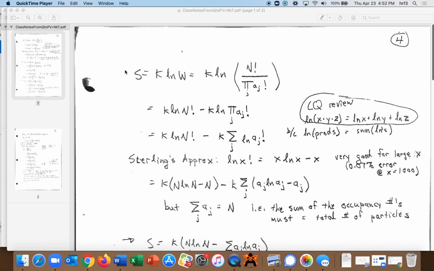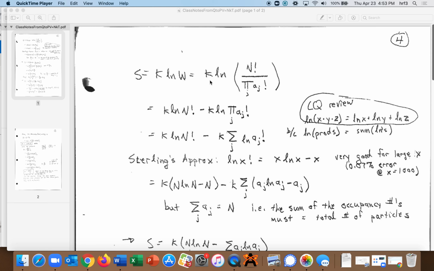Today I'm going to walk you through an important, famous, and sort of revealing derivation using the entropy from statistical mechanics, which isn't to say that you need to reproduce this derivation, but it's pretty cool. So we know entropy is k ln W, where k is the Boltzmann constant, and W is the number of ways to arrange a system.